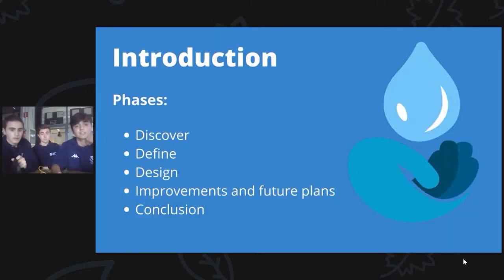Our challenge is to explain how programming helps to prevent the contamination of our drinking water. To do so, we have made this index. We will follow this index, explaining the phases. We will start with the discover, the define, the design, improvement and future plans, and finally the conclusion.